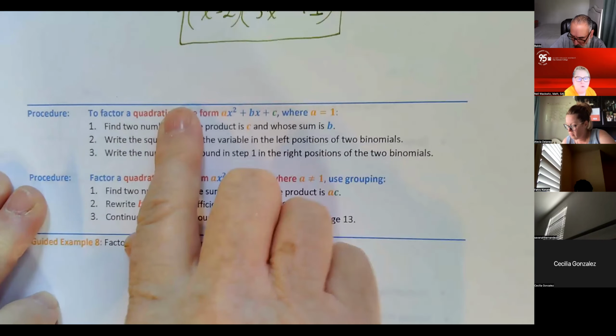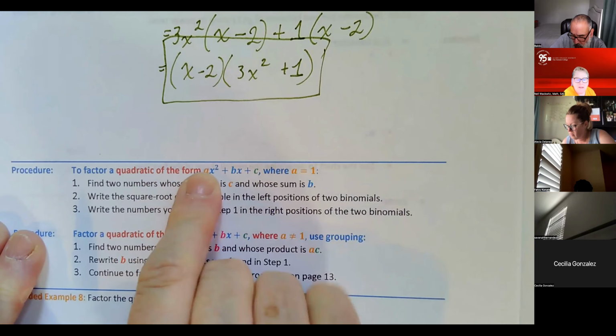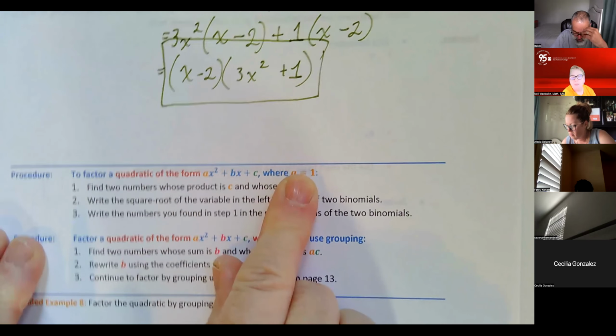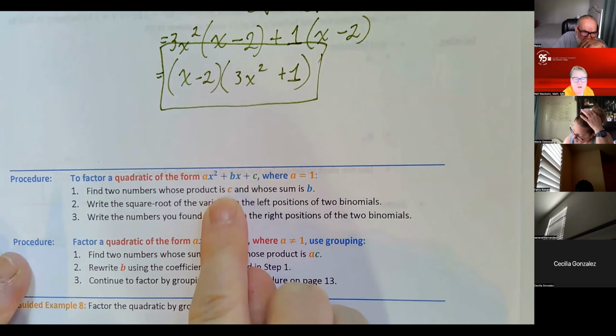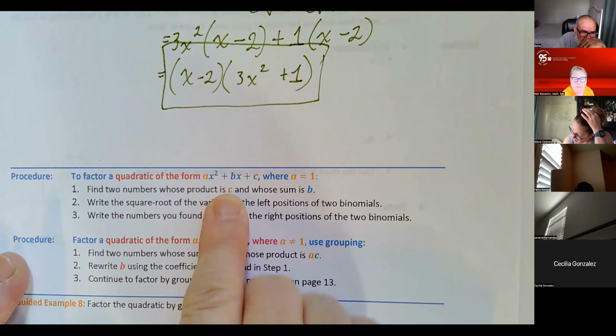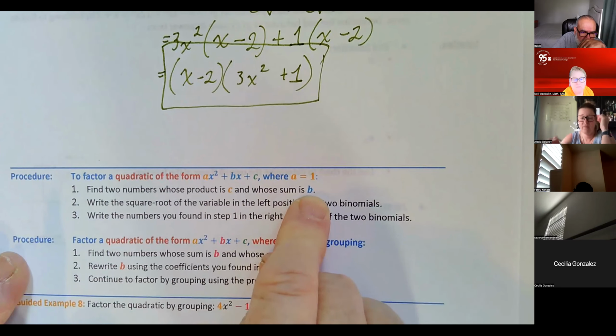We have factored quadratics, ax squared plus bx plus c, where the a is 1, by finding two numbers whose product is c and whose sum is b.